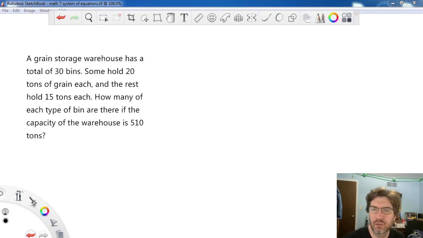This one, green storage bins. Yeah, so here, green storage warehouse has a total of 30 bins. Some hold 20 tons and the rest hold 15 tons. So what I'm going to do is I'm going to come up here, I'm going to say a small bin, or S, for the smaller bins, which are the 15-ton bins.